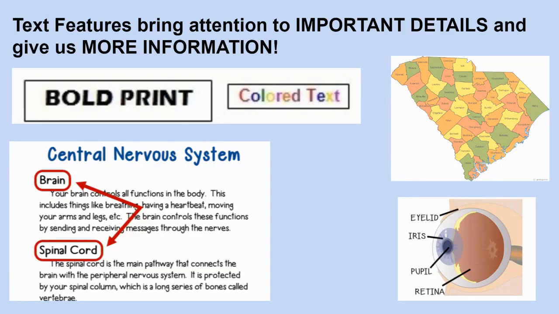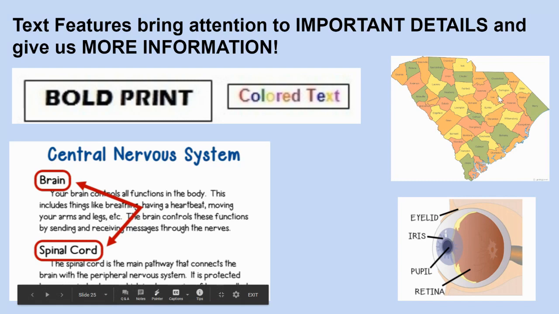Let's review some of the text features that we've talked about the past couple of days. We've talked about text features that are used to bring attention to important details, such as using bold print or colored text to bring our attention to those words, or the use of headings to let us know what we're going to read about in that section. Some text features are used to give us more information, such as looking at a map or looking at a diagram with labels.